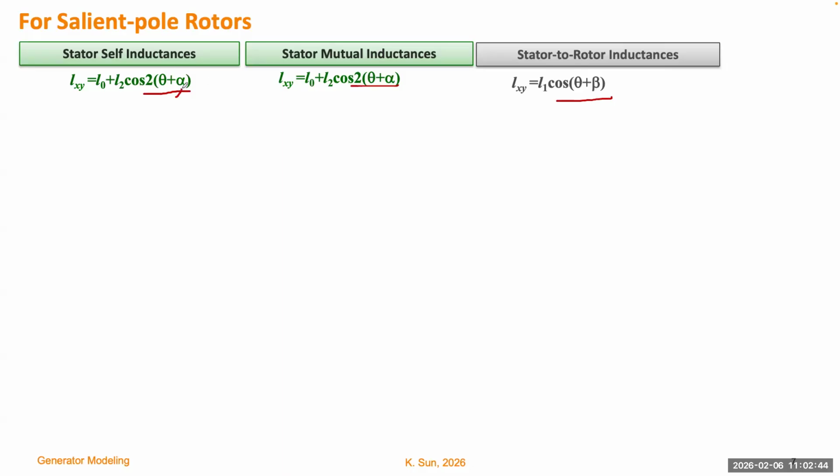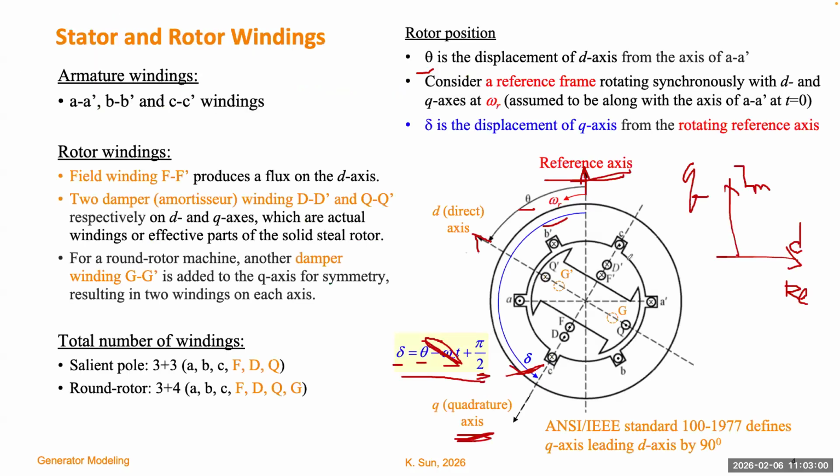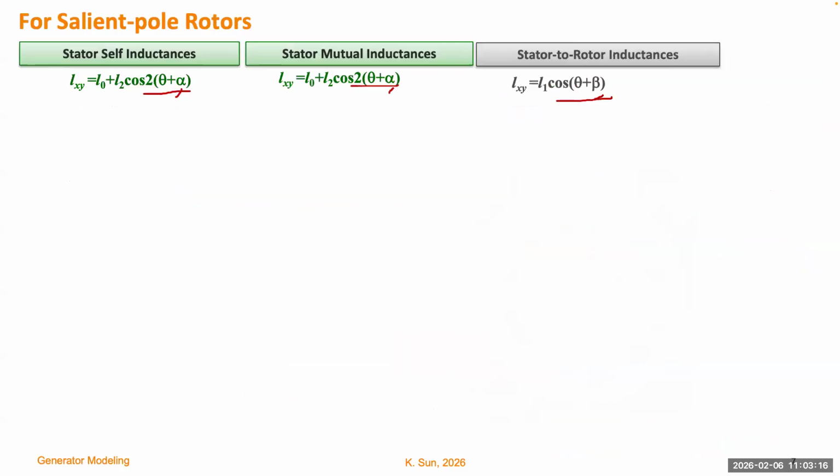And each one will have a certain phase. We don't know, that depends on what the initial position is. But right now, we assume time zero means the D axis is in the same direction as the A axis. Then we can determine the phase. So if I assume at time zero D and A are actually in the same direction, we can determine the phase.